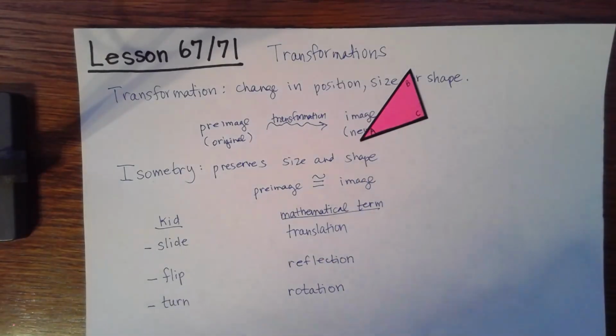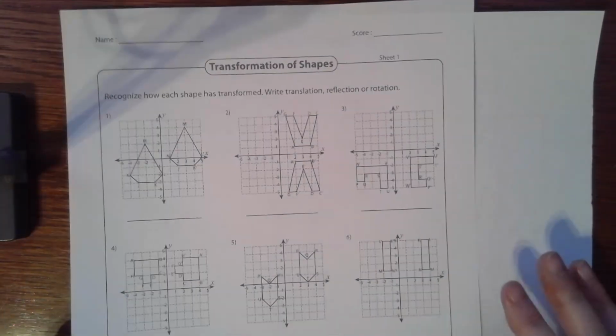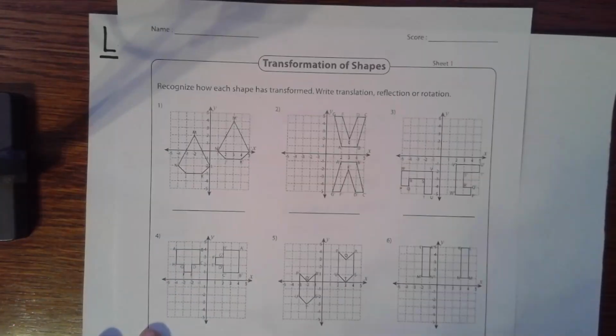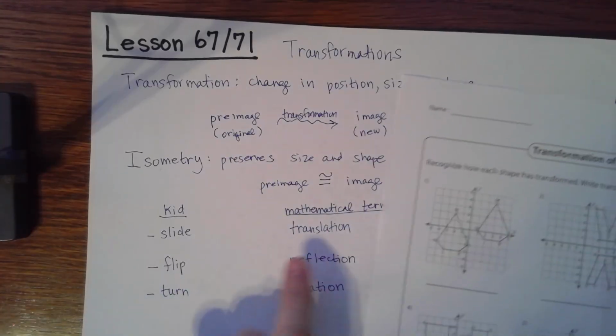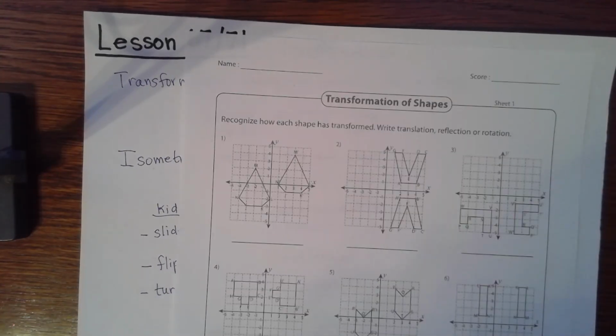Okay, so you should have a worksheet. And we're going to go through and try to see if we can figure out which of the isometries, translation, reflection, or rotation, occurred to transform each of these shapes from an image to a pre-image.